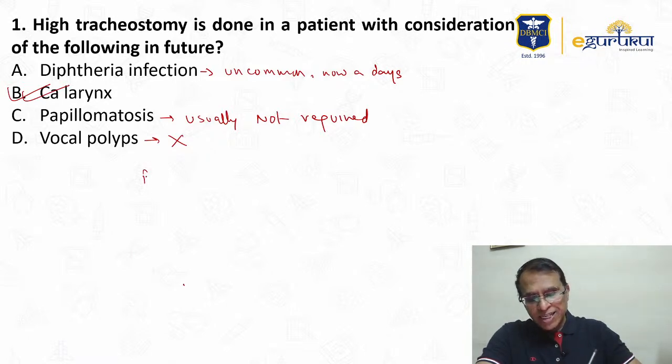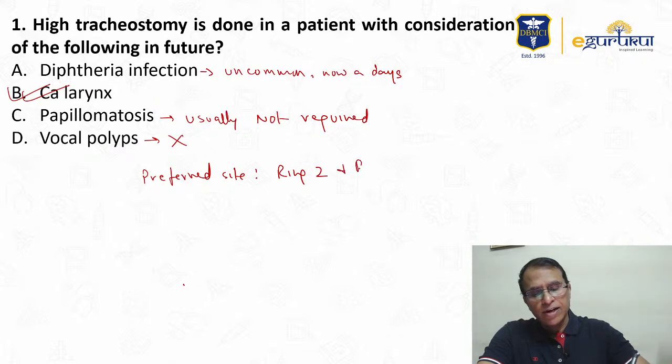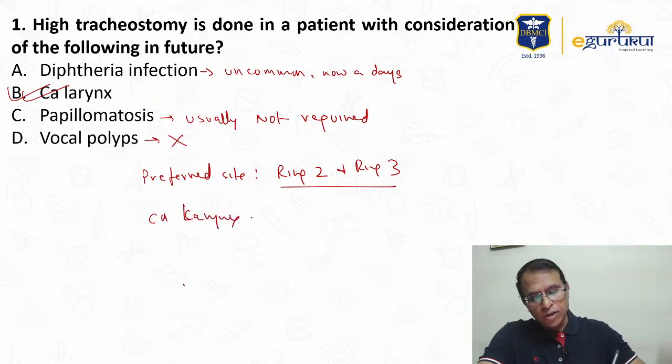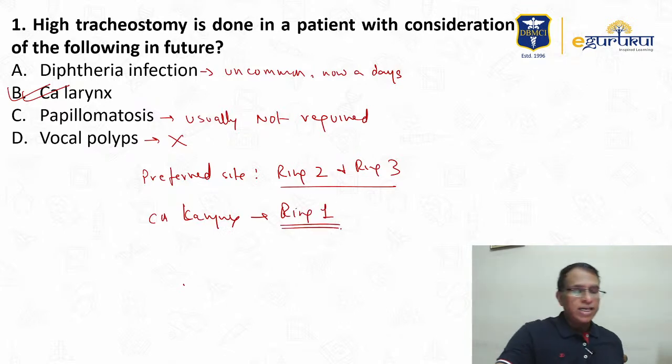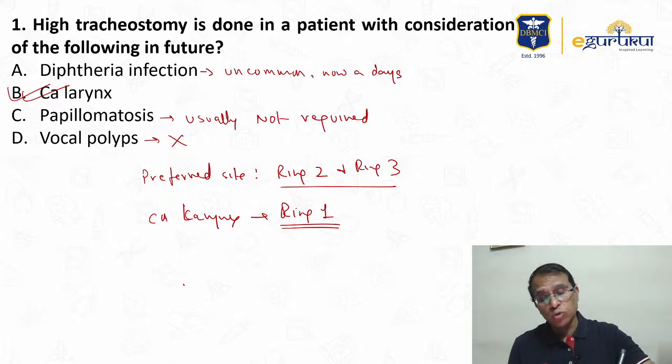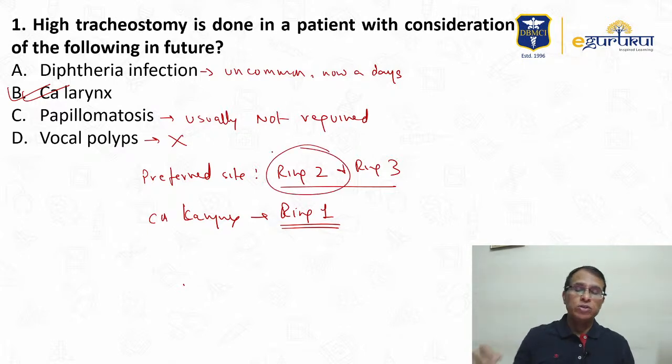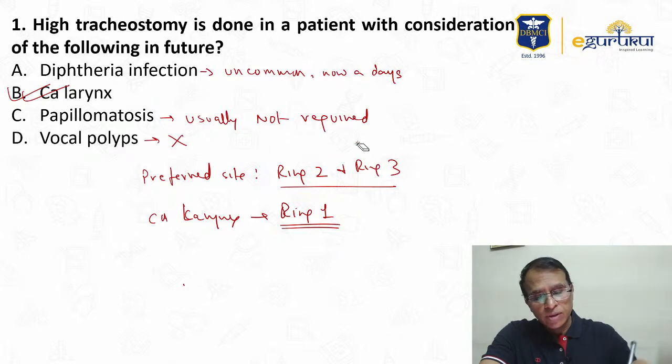Now, the preferred site for tracheostomy is ring 2 and ring 3, but in CA larynx you can do it in ring 1. Because ring 1 is higher than ring 2, that's why this tracheostomy is called high tracheostomy.